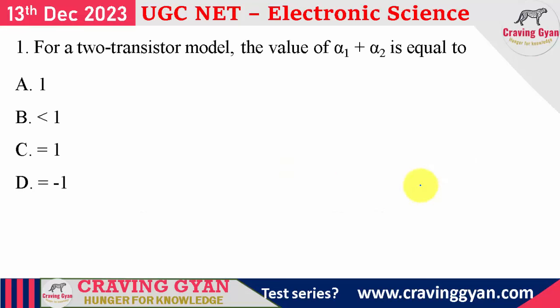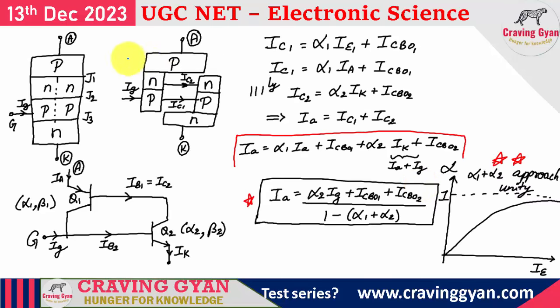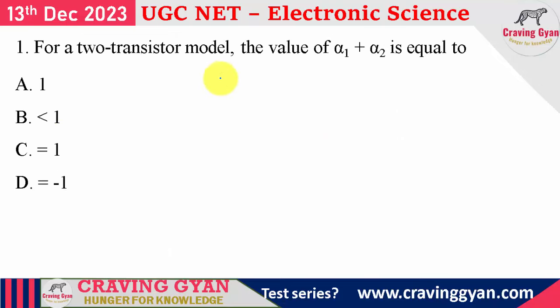Moving on to the first question, what they have given is, for a 2 transistor model, the values of alpha 1 and alpha 2 is given by. See, this question is from power electronics and they are speaking with respect to an SCR. In the case of SCR, you will be having a PNPN, nothing but it is a 4-layer device. How many terminals are there? You will be having 3 terminals. What are the 3 terminals? You will be having anode, cathode, and the gate terminal also.